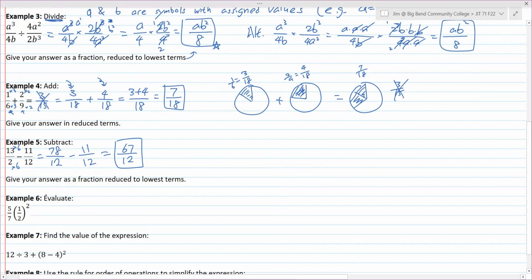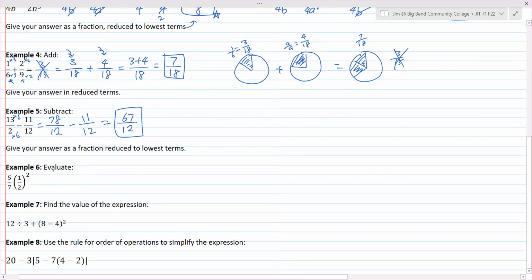Example number 6, evaluate. Well, in this context, evaluate means calculate.